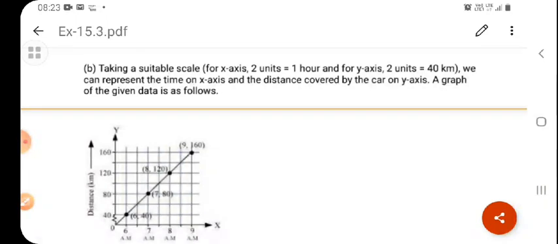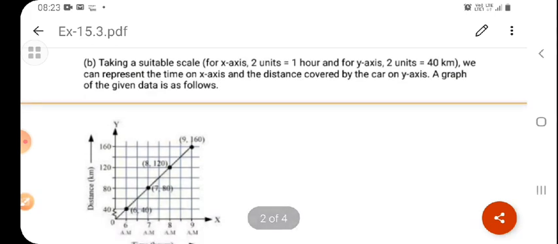Okay, and for the y-axis 2 units is equal to 40 kilometers. We can represent the time on the x-axis and the distance covered by the car on the y-axis. The graph of the given data is as follows. So here we have taken 2 units is equal to 1 hour on the x-axis, so it is 6 up to 7, 8 and 9 am time is given, and here 2 units is equal to 40 kilometers on the y-axis.